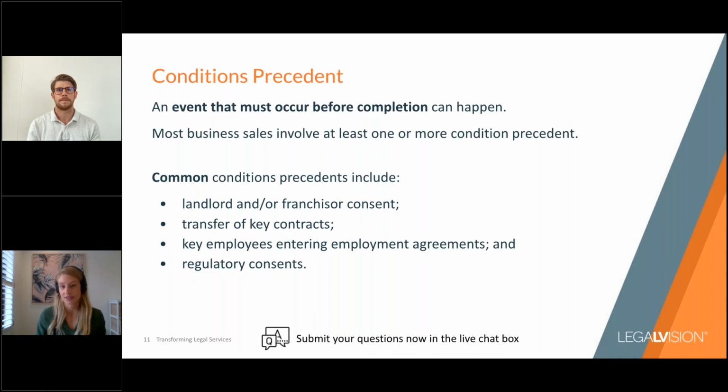So conditions precedent. So these are things that you want to happen before you're happy for the deal to go ahead. Most business sales will involve at least one of these. So it's things like if there is a lease and you want to make sure that you're taking it over, getting the landlord consent you'd put as a condition, because you don't want to go ahead and complete and buy the business and actually that lease is left behind because the landlord hasn't consented yet. Same with if it's a franchise, you need that franchise agreement to run the business, so you need to make sure that the franchisor has consented before you do the deal.